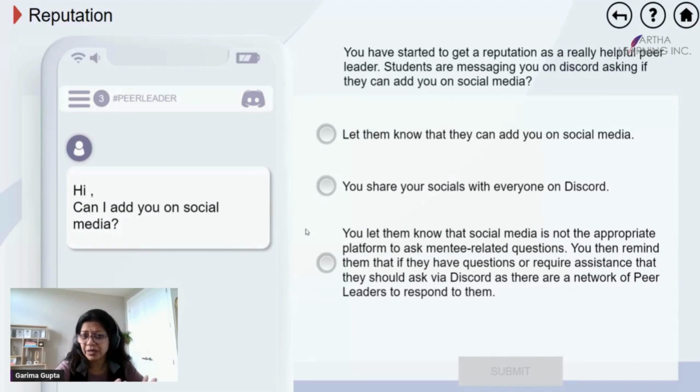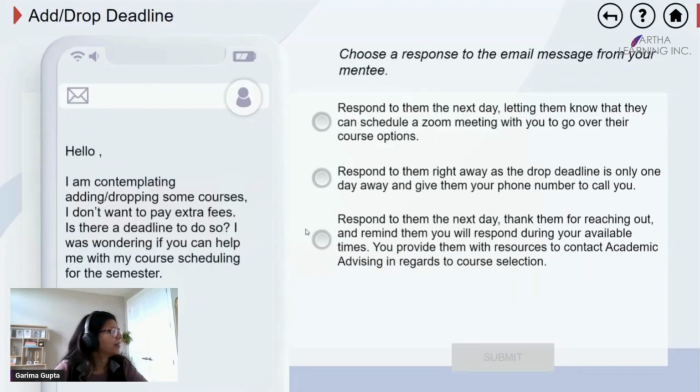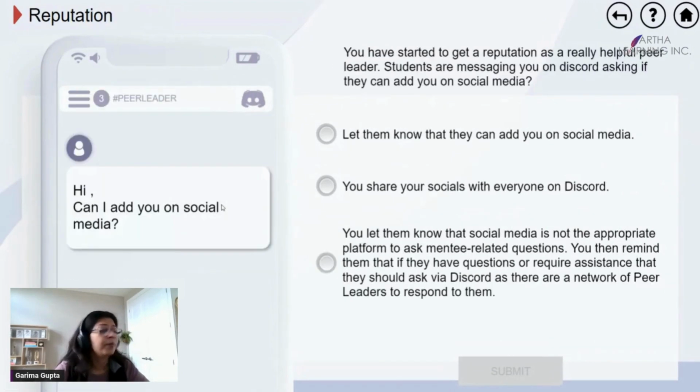So the first question that you saw was rather innocent, innocuous. I was asking you, oh, I'm thinking about dropping some courses. What should I do? These are more policy sort of questions. Of course, you can answer. But now the next question's moving into a personal boundary. And what do you do?